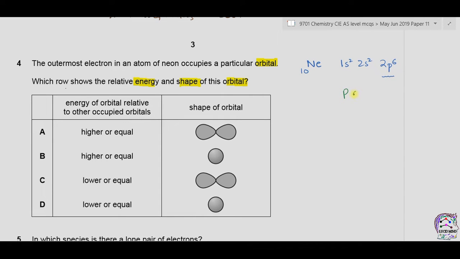Now p orbital is dumbbell in shape. And p orbital has high energy as compared to s orbital. So we can see the shape. This is dumbbell shaped, so this is correct. And the energy of orbital relative to other occupied orbitals, as we have s orbital as the other occupied orbital, so therefore the energy of p is higher than s. So we can write higher or equal. The answer is therefore A.